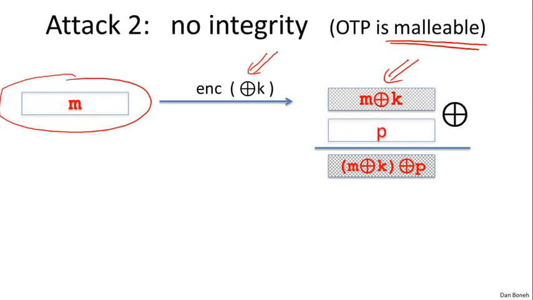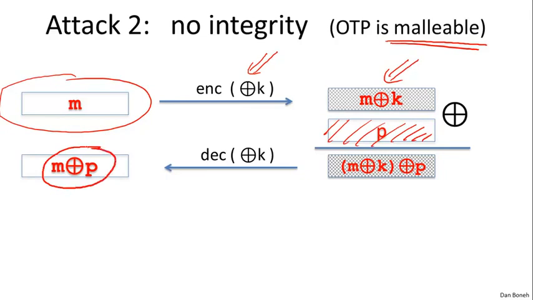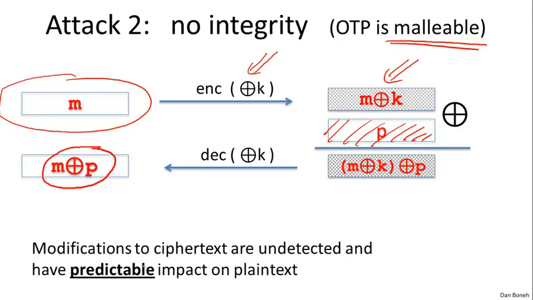So now let me ask you, when we decrypt the ciphertext, what is it going to decrypt to? Well, I hope everybody sees that manipulating XORs, basically the decryption becomes M XOR P. So you notice that by XORing with this pad P, the attacker was able to have a very specific effect on the resulting plaintext. Okay, so to summarize this, basically you can modify the ciphertext. These modifications are undetected, but even worse, they have a very specific impact on the resulting plaintext. Namely, whatever you XOR the ciphertext with is going to have that exact effect on the plaintext.